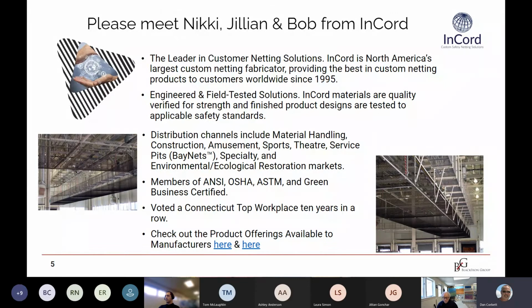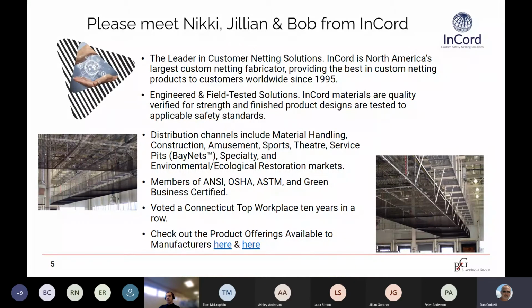Excellent. Thanks, Peter. I wanted to introduce you to InCord. Nikki, Jillian, and Bob from InCord. InCord, meet everybody. Everybody, meet InCord. I thought maybe we could take some time to walk through the CPQ piece, but first, I wanted to introduce you to them.